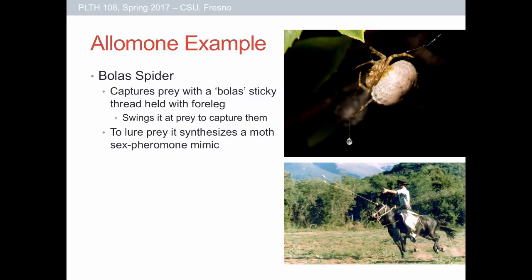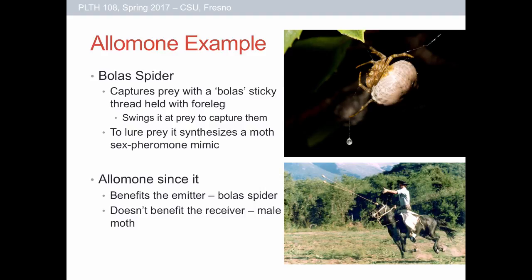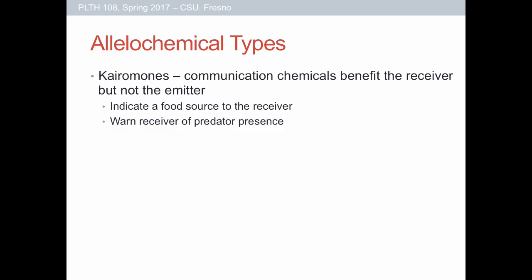So what the spider does is it hangs on its web and it releases a pheromone that mimics the moth sex pheromone. So the male moths fly up to the spider thinking there's a female moth somewhere, and it snags it with the glue on the end of the web and pulls it in and feeds on it. So it's an allomone because the bolus spider, or the emitter, benefits. It gets to eat. But the receiver, the male moth, gets fed upon, which is generally bad for moths, and so they don't really benefit. They actually are harmed.